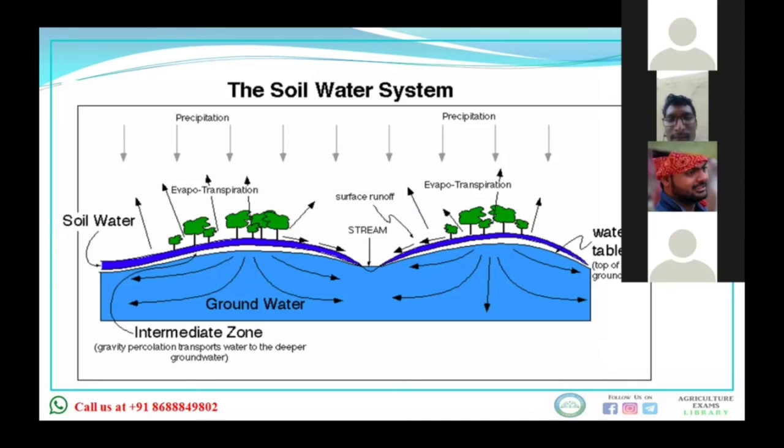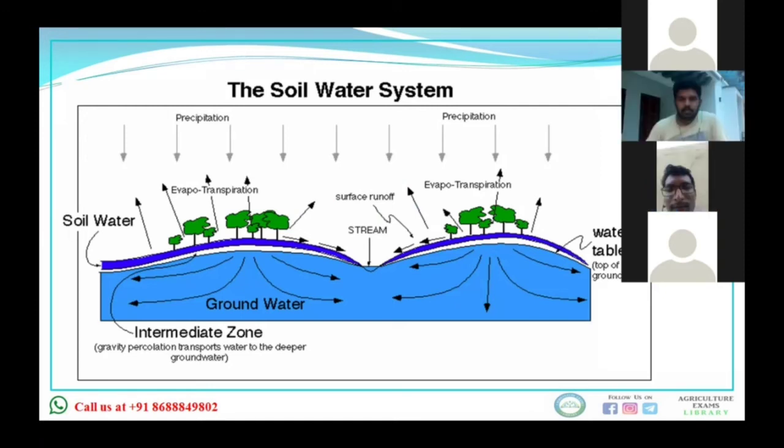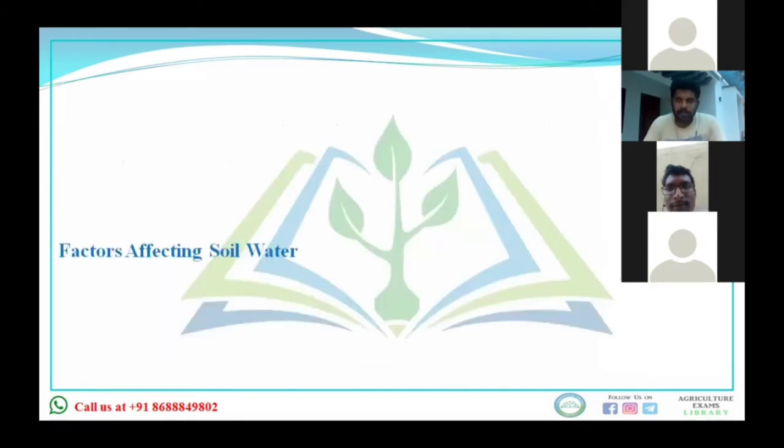What are the processes through which water enters into soil? One is precipitation. After that, infiltration and then percolation. And water is lost through evaporation. After that, runoff. All these things are the processes through which water is lost from the soil. This you can understand very well. No need to explain here.